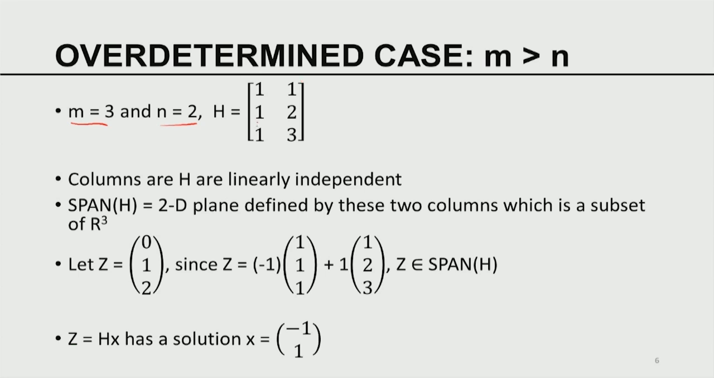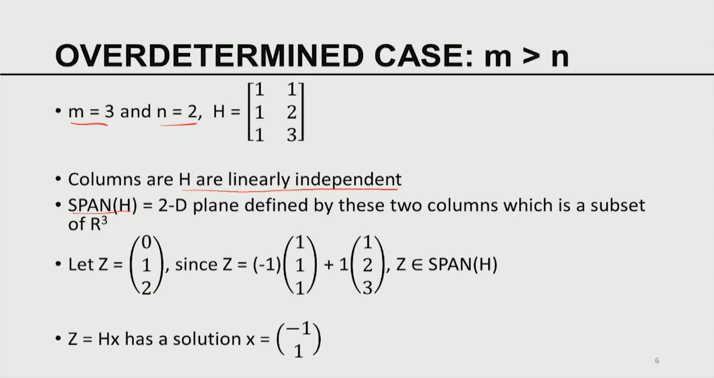If I look at the columns, the first column is 1, 1, 1 and the second column is 1, 2, 3. There are only two columns. These two columns are linearly independent. Why? No one column can be expressed as a multiple of the other. So the columns of H are linearly independent. That means I can consider the span of the columns of H. Please recall, in the module on finite dimensional vector spaces, we defined the span to be the set of all linear combinations of vectors. Here the vectors are columns of H.